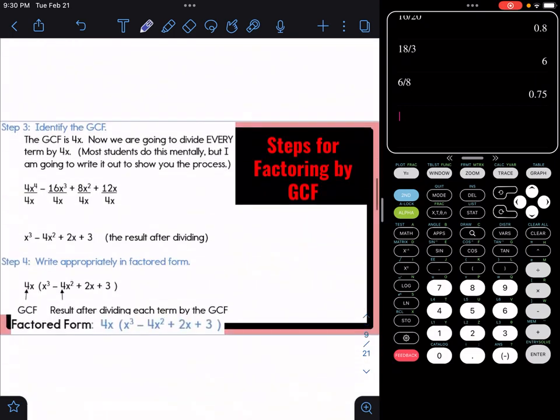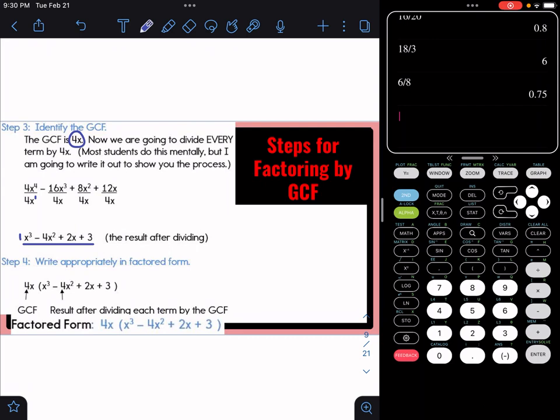Now that I know that my GCF is 4x, I'm going to divide 4x by each term in that polynomial. And that is the result I get after dividing. Because 4 divided by 4 is 1. X to the fourth divided by x to the first, subtract the exponents.